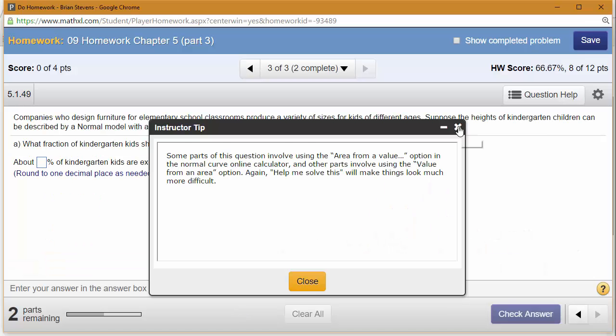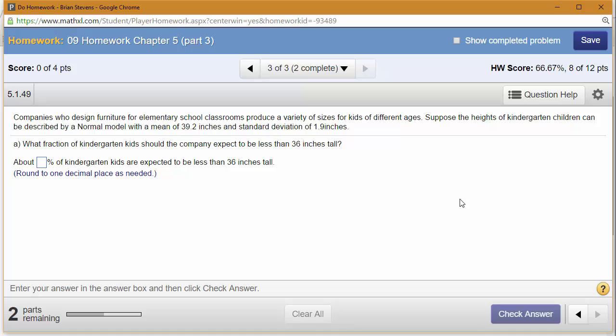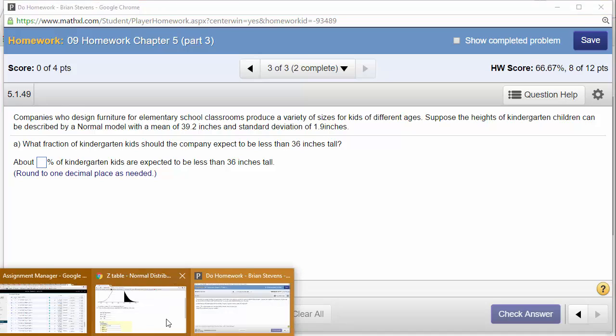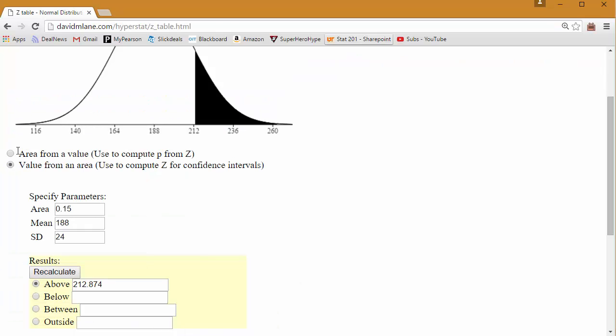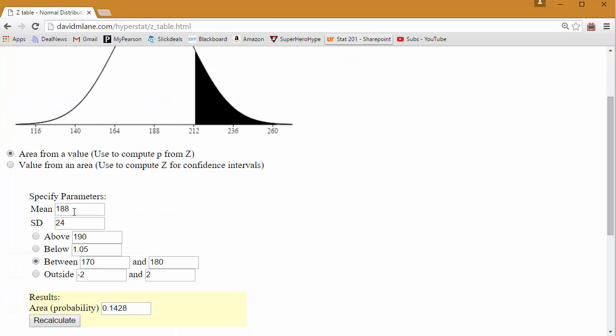Let's look at the last problem here. We have the heights of kindergartners. What fraction of kindergartners should the company expect to be less than 36 inches? So now we need to enter in the observation, and we need to put in the normal model of 39.2 and 1.9. Once again, it's very important that it tells us it's normally distributed. It can be described by that. 39.2 and 1.9.